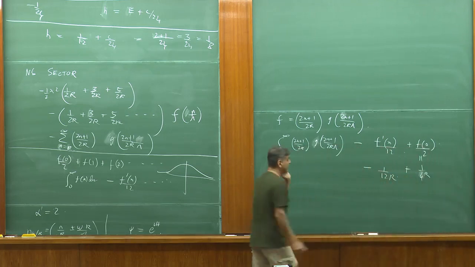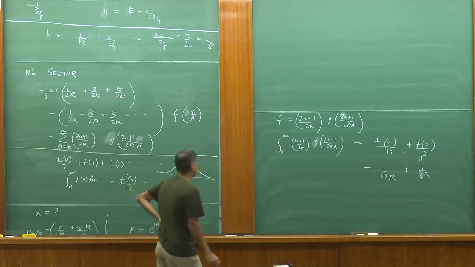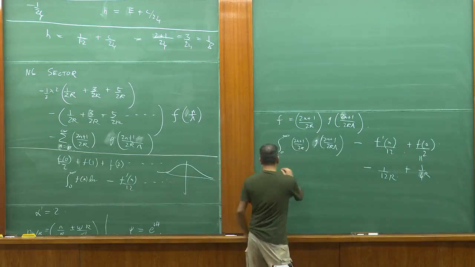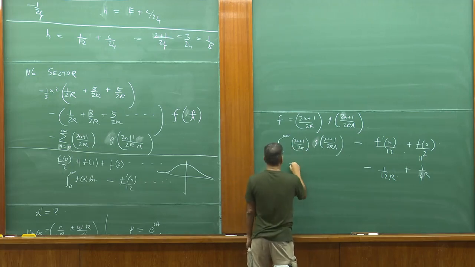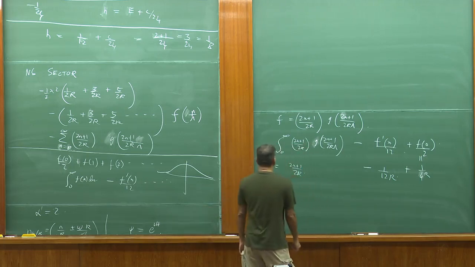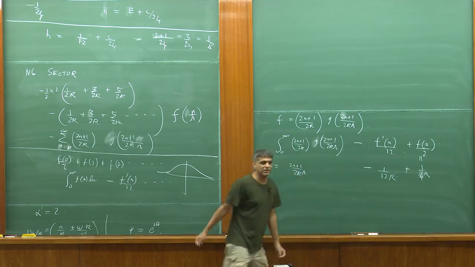And then we've got this integral. Now let's look at this integral a bit carefully. In order to look at this integral, let's make the change of variables y is equal to (2x plus 1) divided by 2r, maybe with a lambda. Y is equal to this.